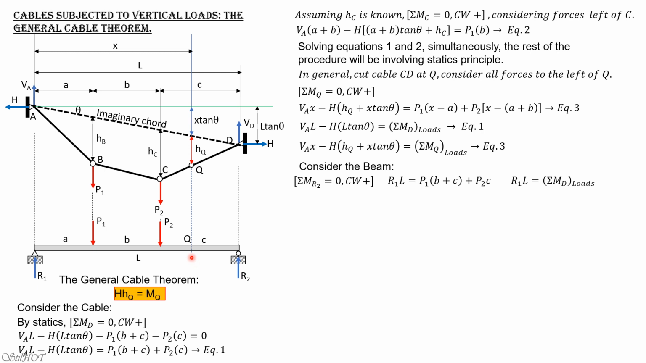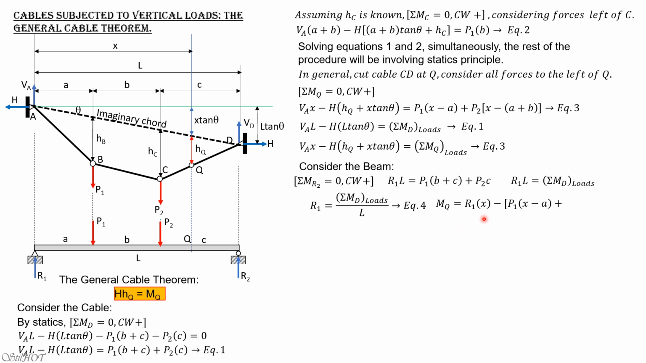Knowing R1, we can now compute the moment at Q, which is to cut the beam at this section containing Q. Then the moment at Q is R1 times X, then minus P1 times X minus A, minus P2 times quantity X minus quantity A plus B, which is the same here if you transpose to the right. So R1 is equal to the summation of moment about D due to the loads divided by L. Let's call that equation 4.